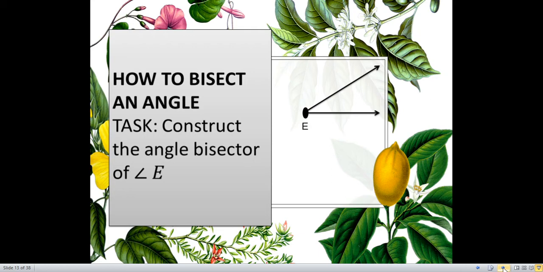How about in bisecting an angle? So this is another task. We have to construct the angle bisector of angle E. Here is our figure on the right. Here is the angle E.